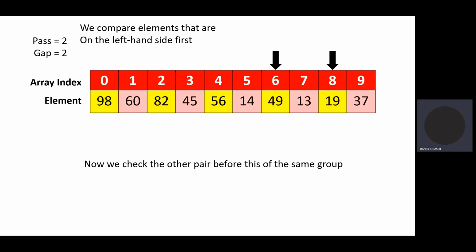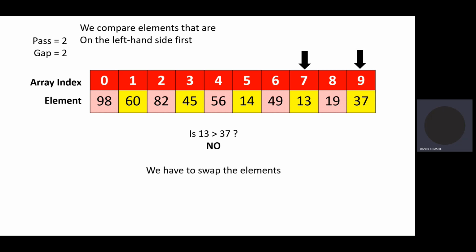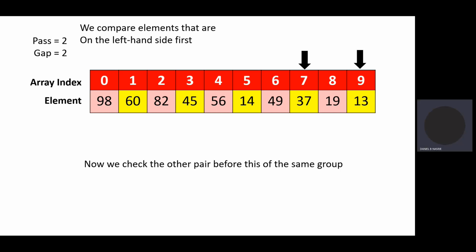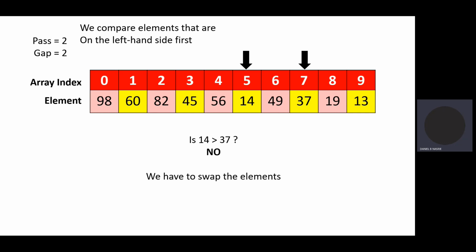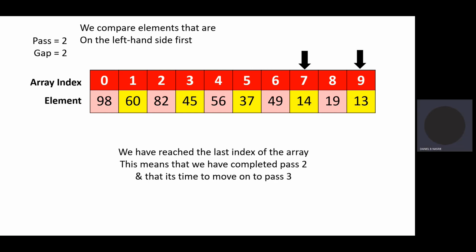If there are pairs that have no, after checking on the pair, we move back to the pair before this using the adjusted numbers, and we check to ensure that it is a yes as well for this question, and we do not have to swap the elements. Then move on to the next group of gap 2 apart elements. And check before, and this one we have to check again because it is also swapped until there is a yes. Then, since we have reached the last index of the array, this means that we have completed pass 2, and it's time to move on to pass 3.